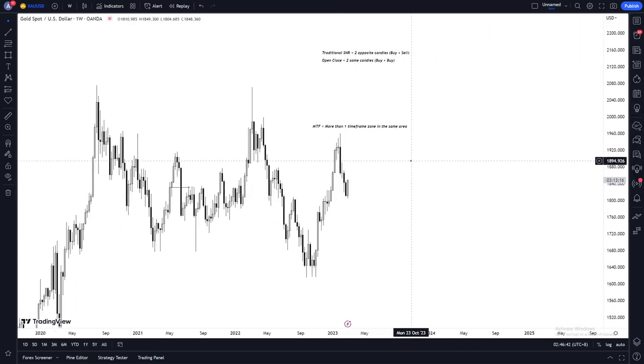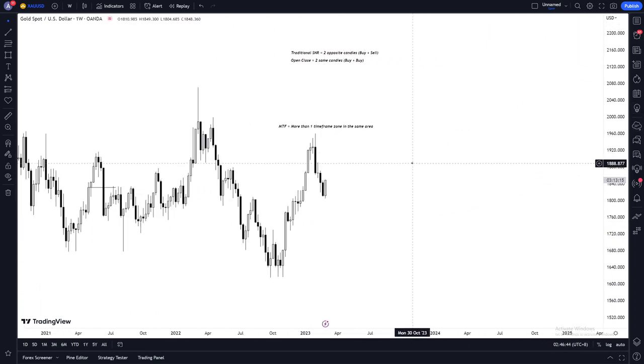You will usually use MTF when you're trying to find an area which has multiple time frames with the same zone in the same area. So you have one area, let's say monthly, and then you have the weekly, and you have the daily in the same area. And then from the weekly and daily, you refine some more, H4, H1, and they're all roughly in the same area.